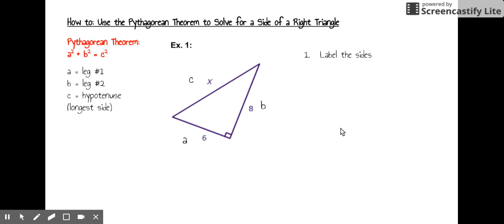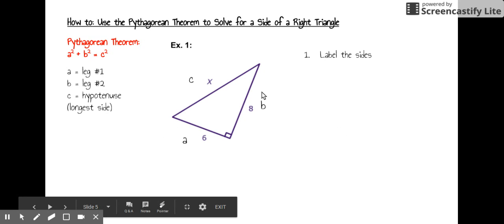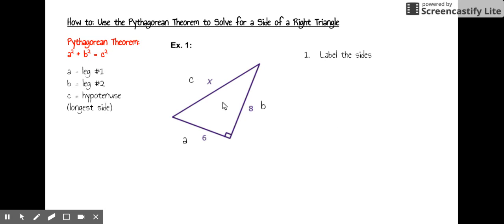So the first step in solving using the Pythagorean theorem, of course, is to label the sides. We want to make sure that we know which variables we're going to be using and how we're going to plug them into the Pythagorean theorem. So I put A as 6, B as 8, and C as X. It doesn't really matter if you put A as 8 or B as 6, as long as you put 6 and 8 as A and B, because those are the two legs.